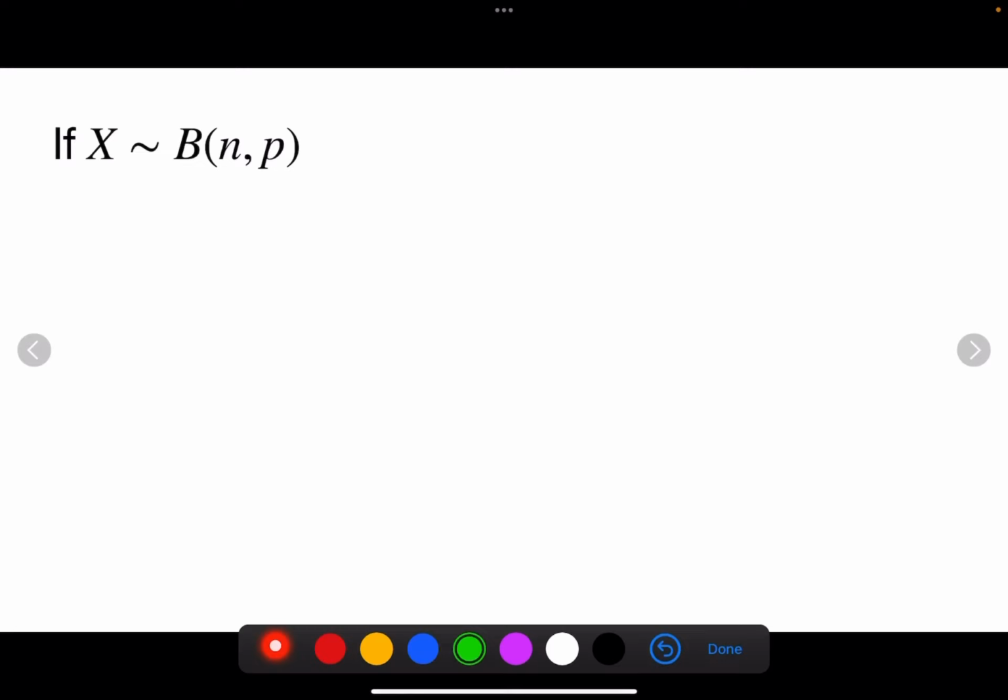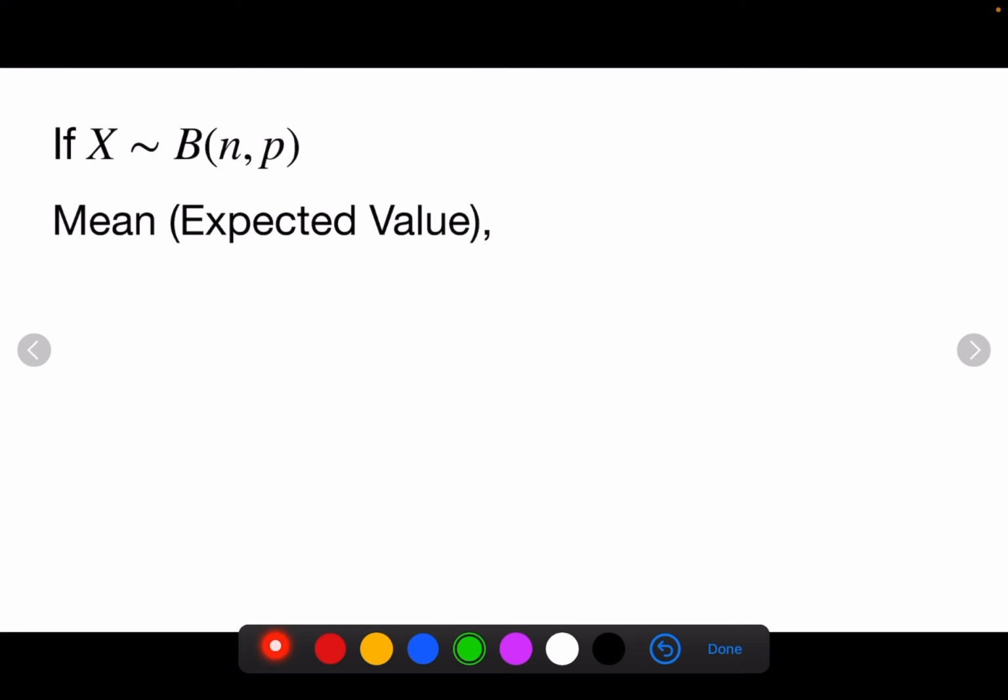Alright, 6.2D, determine the mean and variance. This one is the easiest one. If x has a binomial distribution, the parameters are n and the probability of success is p. If you would like to find the mean, another word for mean is expected value. So if the question asks about the expected value, it means the mean. We're going to denote it with E(X).